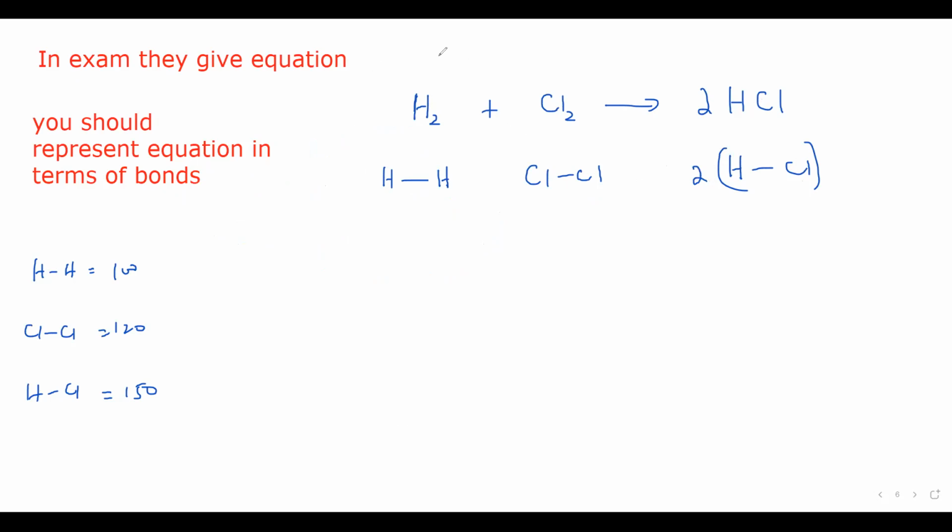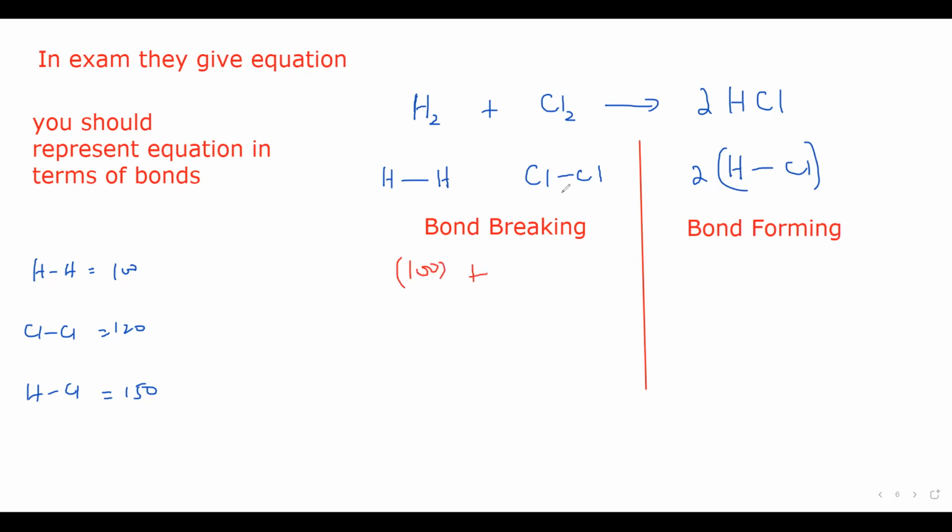So this is the first equation that was given, and what we did was change the equation in terms of bonds. The reactant side is the bond breaking side, and the product side is the bond forming side. The bonds we are breaking are the hydrogen-hydrogen bond, that is 100, plus the chlorine-chlorine bond, that is 120. 100 plus 120 will be 220. And bond forming will be 2 multiplied by 150, so that's equal to 300.